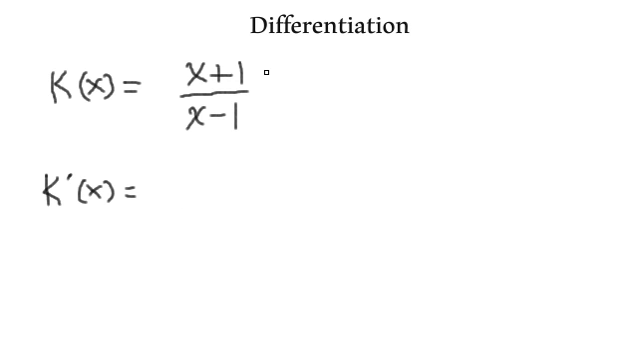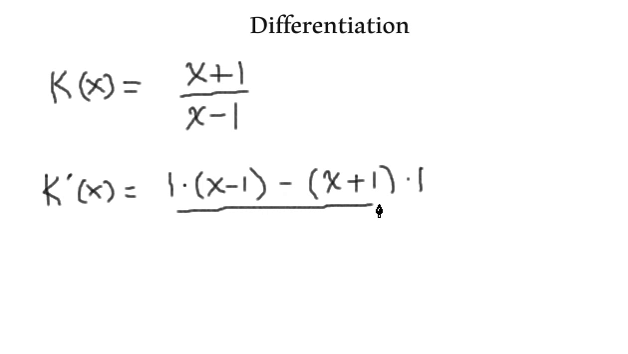So we take the derivative of the numerator, and the derivative of x plus 1, you should know now, is just 1, right? Derivative of x is 1, derivative of 1 is 0. You rewrite the denominator, minus, now write the numerator, times the derivative of the denominator, and derivative of x minus 1 is 1. And that's all over the denominator squared, x minus 1 quantity squared.